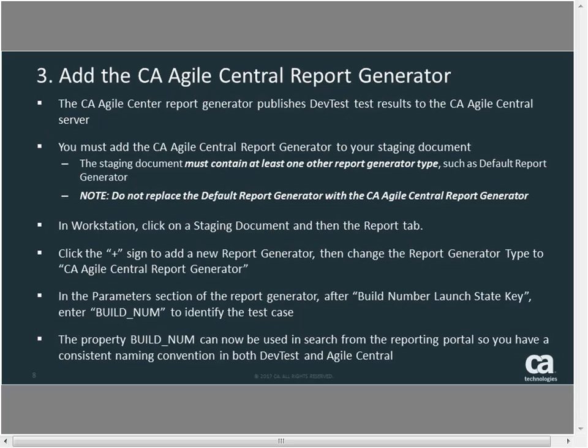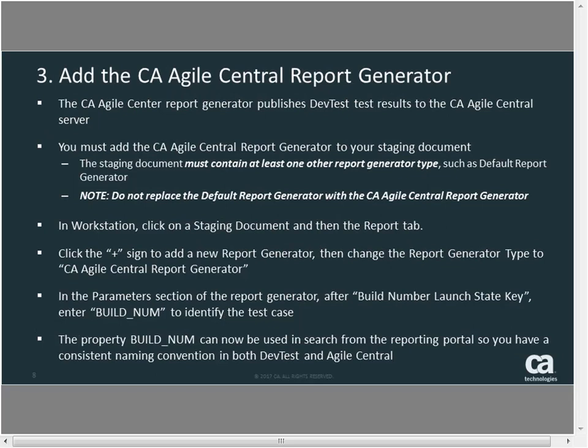Another thing we need to do is add a report generator. This is what actually formats and publishes the results to Agile Central. So there's a default report generator that we'll keep, and we'll also create a new one. There's a specific one for Agile Central, and it's a pretty standard process.